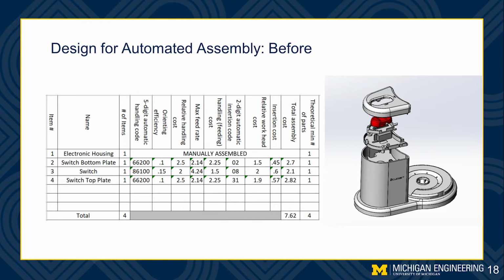Next, we will look at our design for automated assembly, and for this section we have chosen to redesign the switch subassembly. So in the table, as you can see, it is comprised of four main parts: the electronic housing, the switch bottom plate, the switch itself, as well as the switch top plate, and in total it takes 7.62 seconds to assemble all this together. The electronic housing is too big, and that is why it is manually assembled.